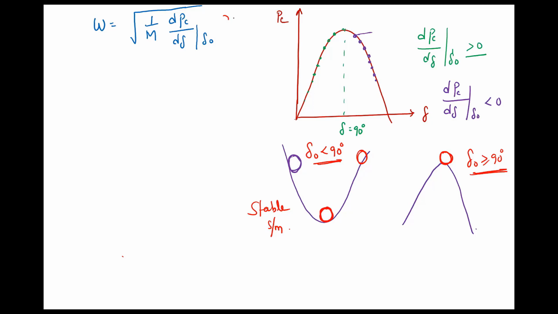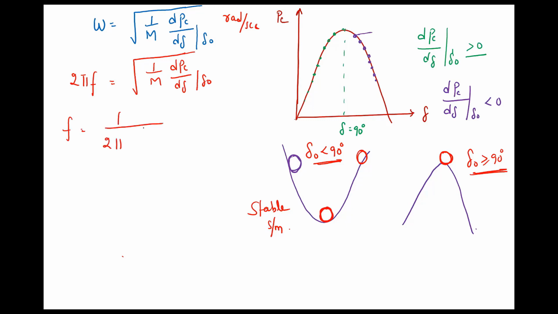So this is so many radians per second. If they ask in hertz, 2 pi f is equal to square root of 1 by M into dP by d delta at delta naught. So f is given by 1 by 2 pi into square root of 1 by M into dP by d delta at delta naught, so many hertz. This is the frequency of oscillations made by the rotor when it is subjected to a small disturbance.